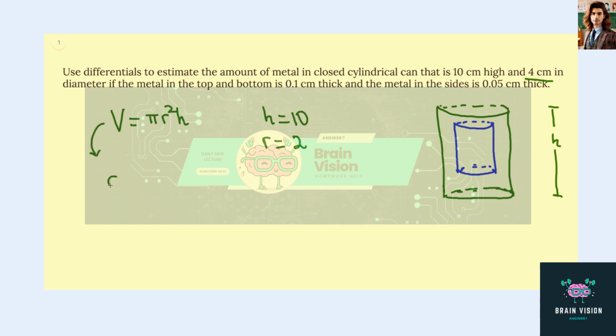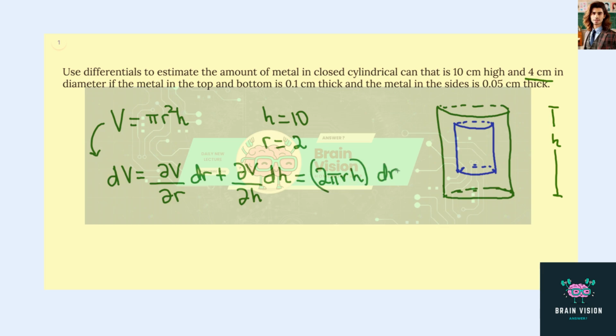So let's go to our formula for the differential. In our case, let's simplify this. The derivative of V with respect to r times dr, and then we'll add the derivative of V with respect to h, pi r squared, times dh. So now we have to determine what these two quantities are.